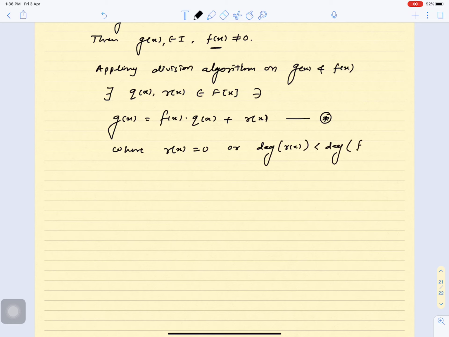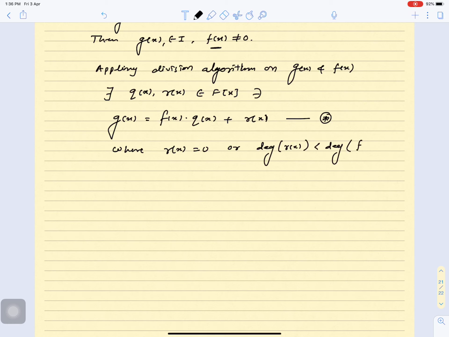And what is this f(x)? So f(x) is a polynomial in I, which is non-zero and whose degree is k. And what is k? k is the minimum degree among the non-zero polynomials in I. So let me show you how we can apply this result.